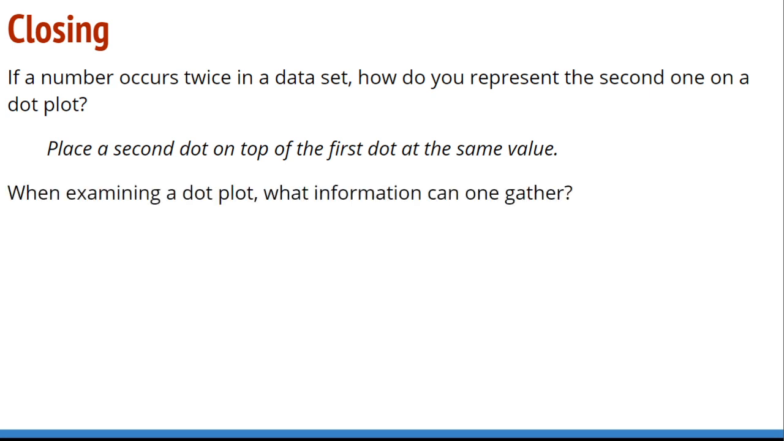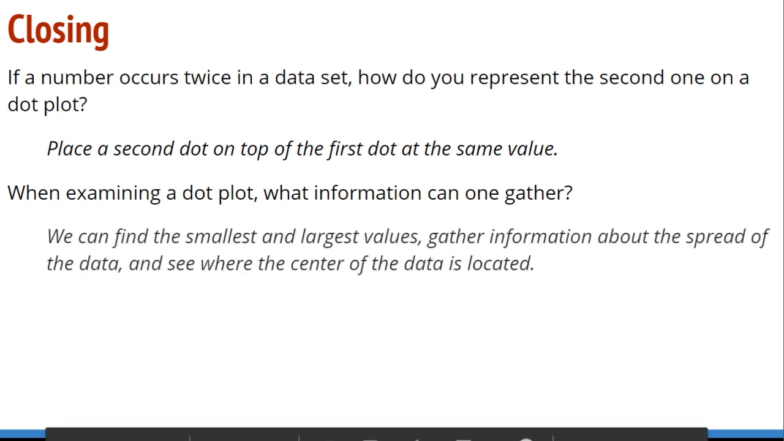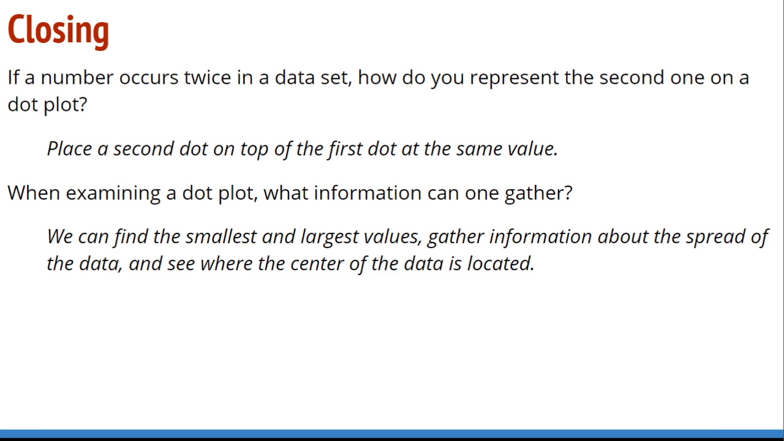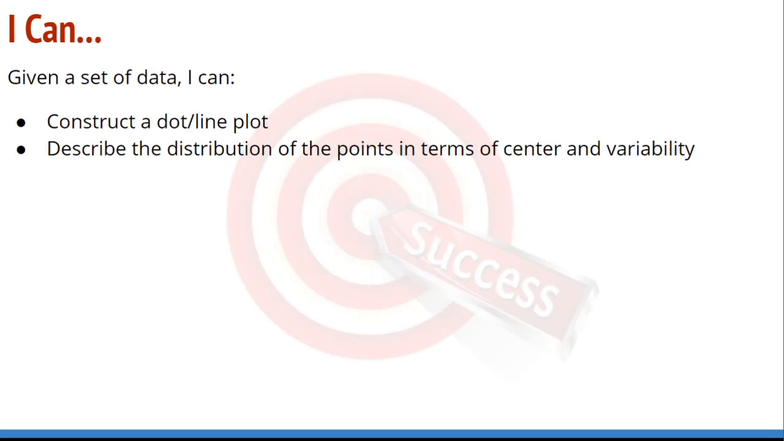When examining a dot plot, what information can one gather? Well, there is a wide range of stuff out there. We can find the smallest and the largest numbers. We can gather information about the spread of the data, how far it is spread out, and we can come up with a rough idea of where the center of the data is located.